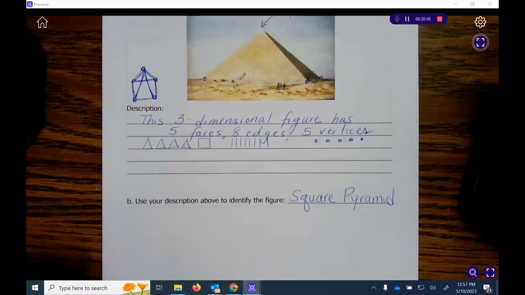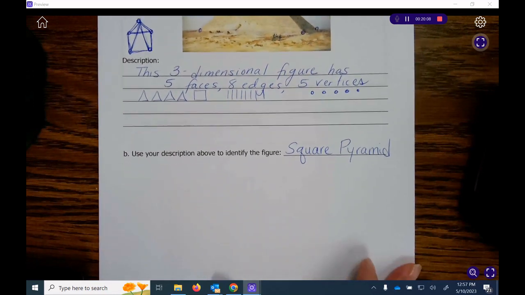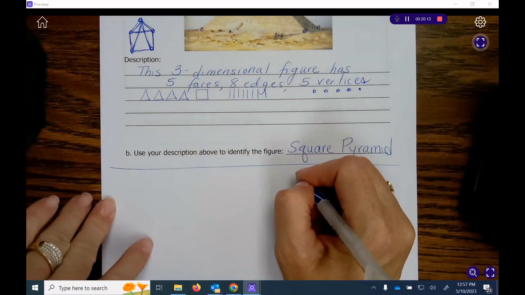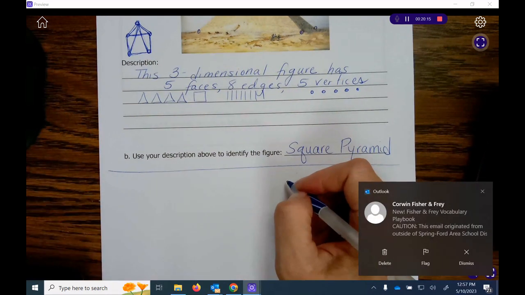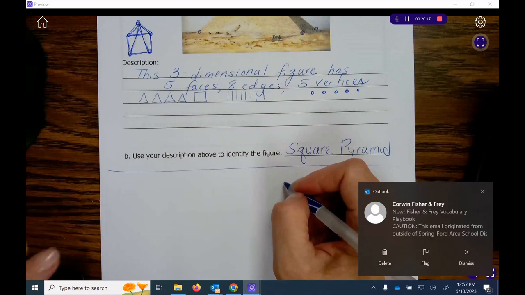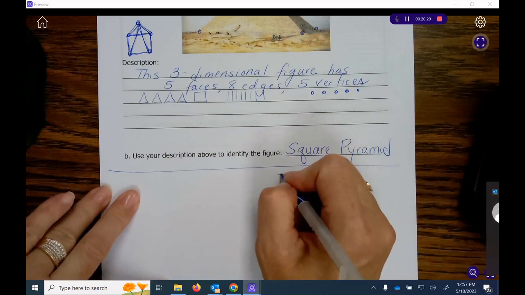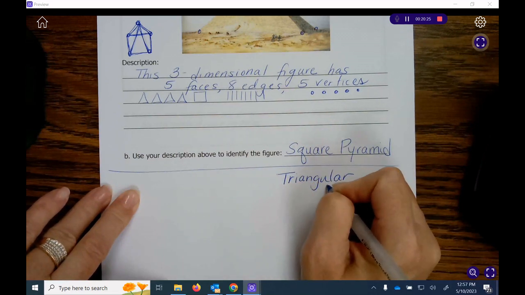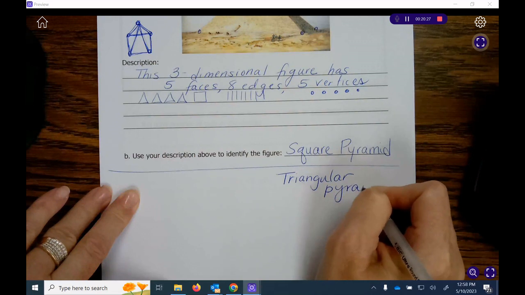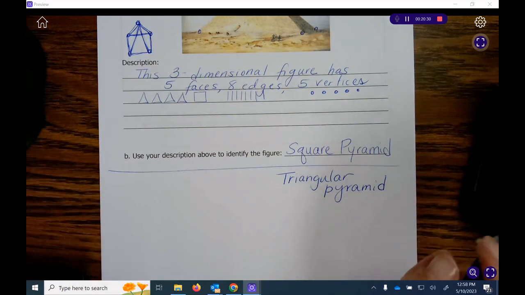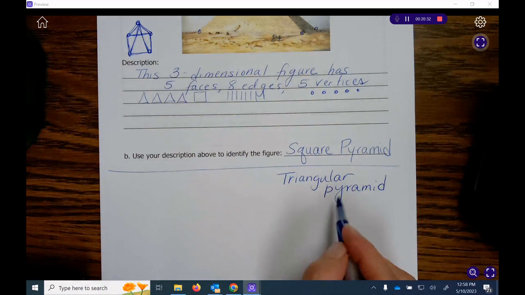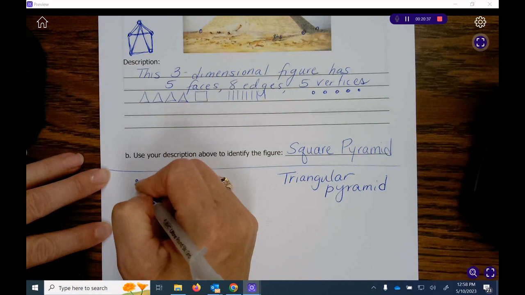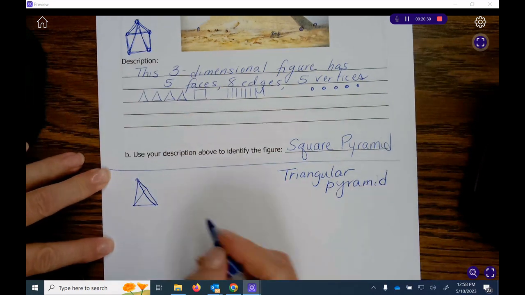Let's say that you decided that this was not a square pyramid, but rather a, did I say triangular prism? A triangular pyramid. I hope I said that. Triangular pyramid. So a triangular pyramid would look like this.